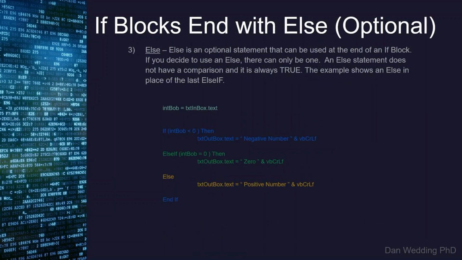Else is an optional statement that can be used at the end of an if block. If you decide to use an else, there can be only one. An else statement does not have a comparison and is always true. The example shows an else in place of the last else if.